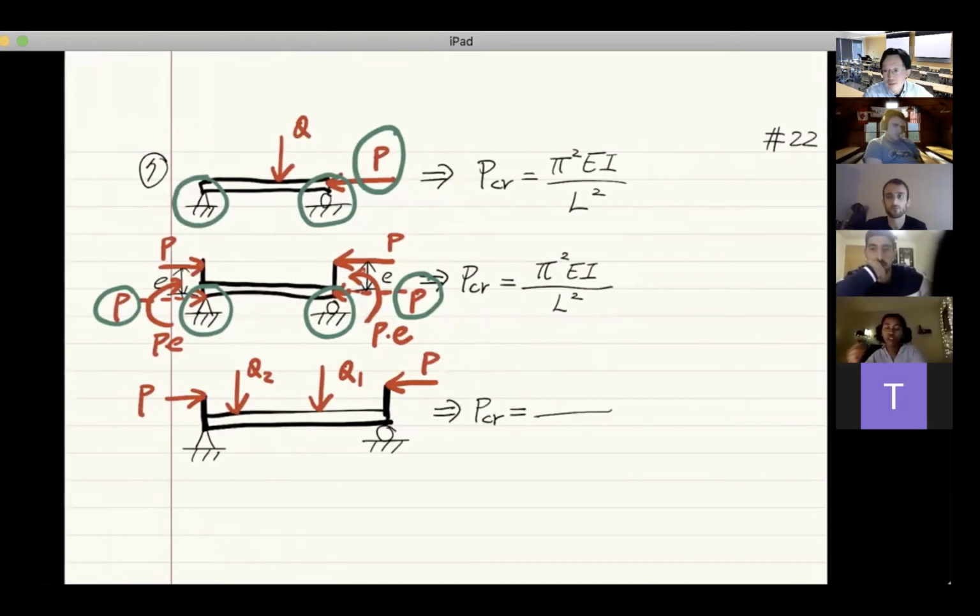The same. It's still the same. It's still pi squared EI over L squared. So please understand what this means. Okay, any questions?